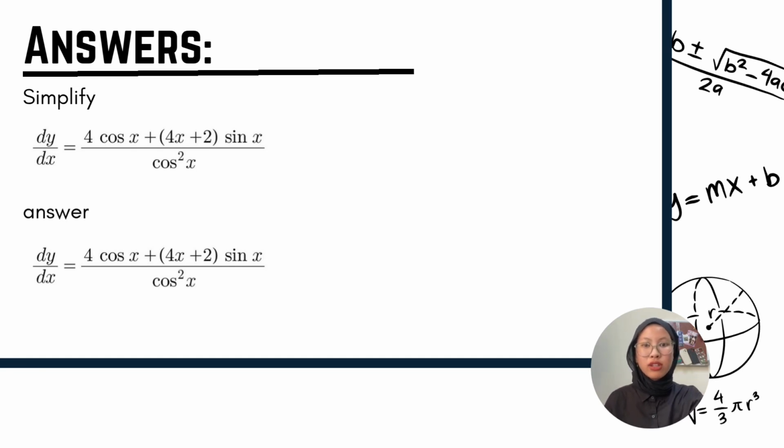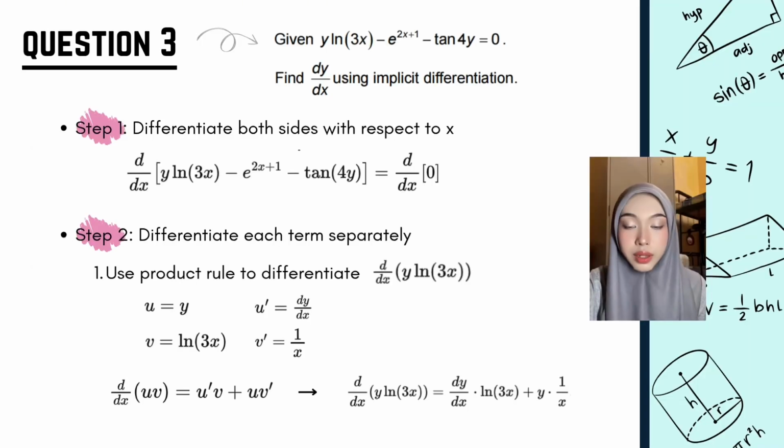After we apply the quotient rule, we have to simplify everything. So it will be dy over dx equal to 4 cos x plus 4x plus 2 multiply with sin x over cos squared x. So after we simplify everything, the final answer will be dy over dx equal to 4 cos x plus 4x plus 2 multiply with sin x over cos x squared. And now let's move on to question 3.